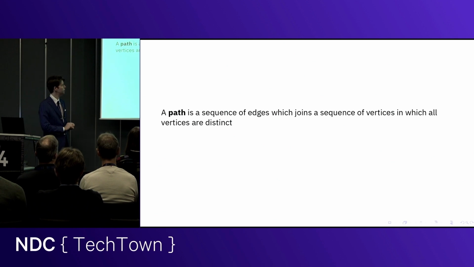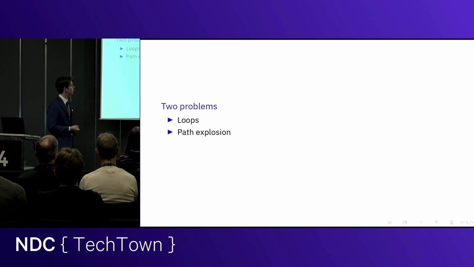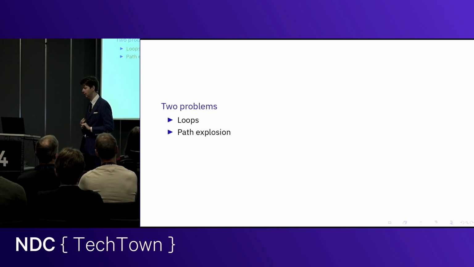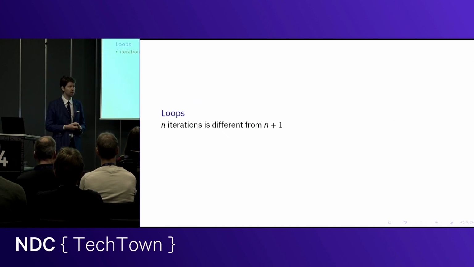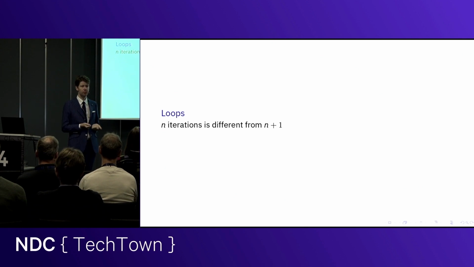The goal of path coverage is to ensure that your test suite executes every path there is in the program, which gives us 2 immediate problems. It gives us the problem of loops, and it gives us the problem of path explosion, and we'll explore both of those. So the problem with loops is that n iterations is different from n plus 1, right? So 10 iterations is a different path than 11 iterations, and this has the unfortunate property of going to infinity. It's a pretty big space to cover.